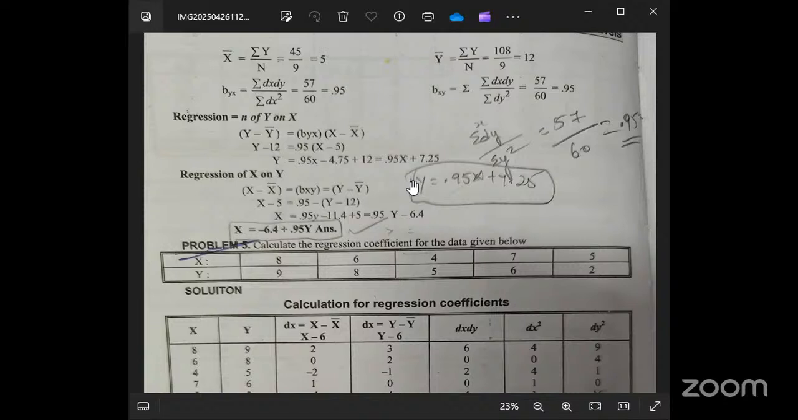Next we need to find x on y. X on y is x minus x bar equals bxy into y minus y bar. Here x bar is 5, bxy is 0.95, y minus 12. So x equals 0.95y minus 11.4 plus 5, which gives x equals 0.64 plus 0.95y. So see the fifth problem.